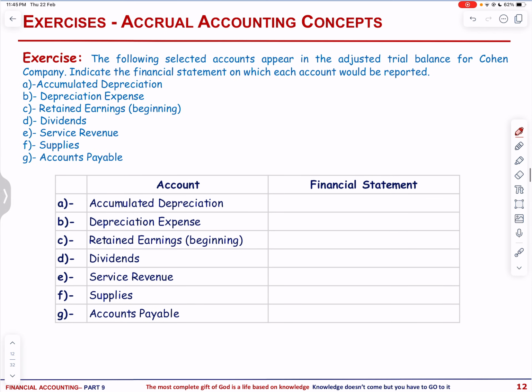The following selected accounts appear in the adjusted trial balance. Indicate the financial statement on which each account would be reported. Now, accumulated depreciation is going to be reported in the balance sheet. Depreciation expense is in the income statement. Retained earnings beginning will be in the retained earnings statement. Dividends will be in the retained earnings statement. Service revenue will be in the income statement. Supplies in the balance sheet, and accounts payable also in the balance sheet.